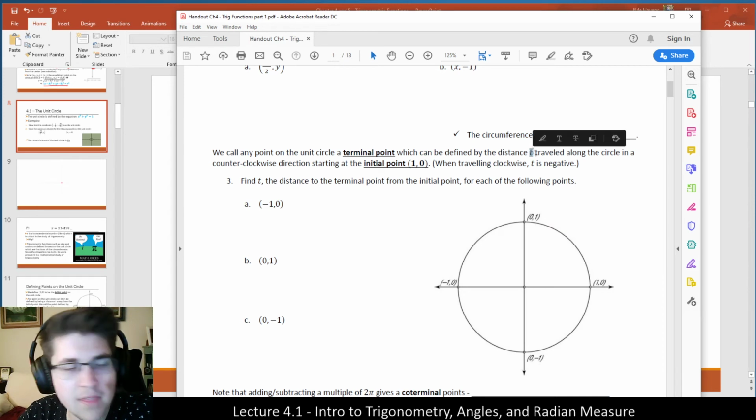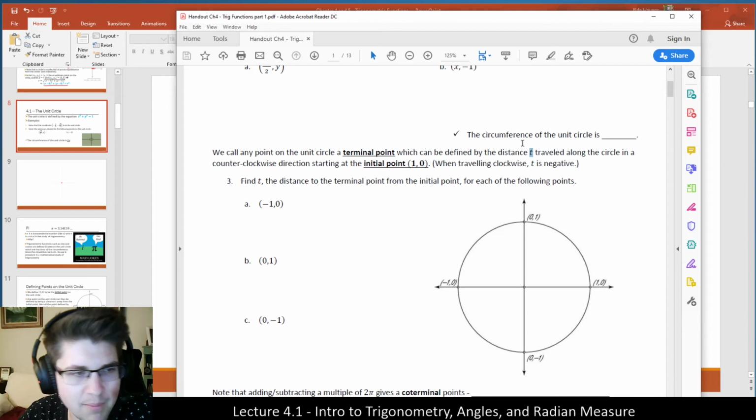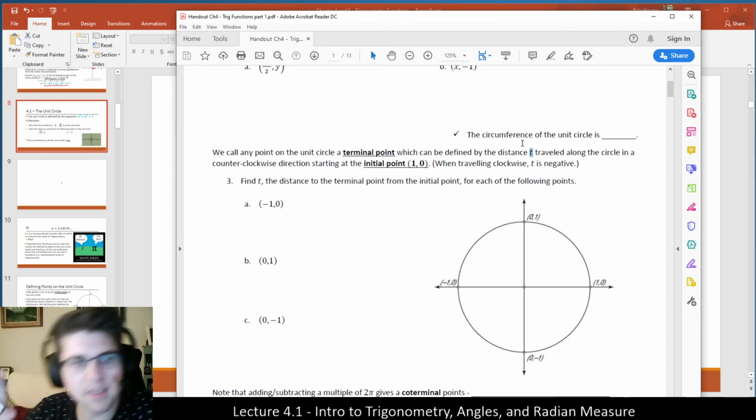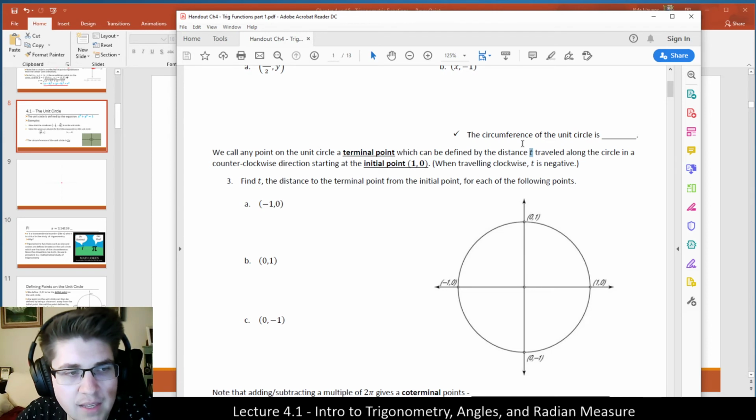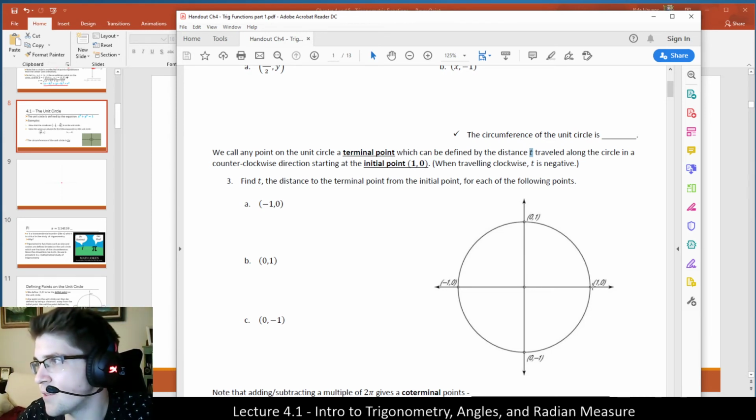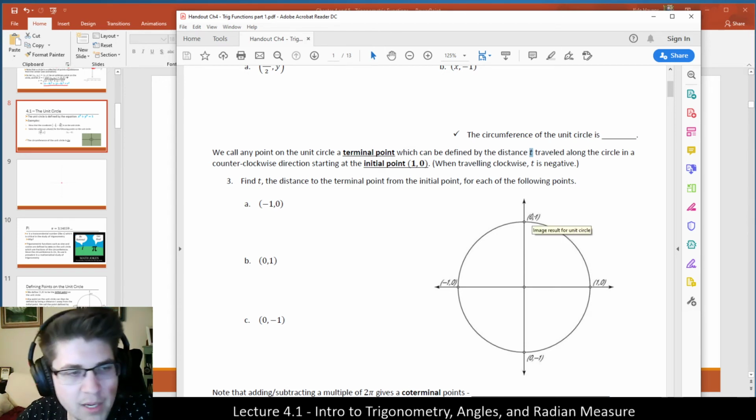In the notes in our book, they use a little bit of different variables, but I'm very accustomed to using t for the distance to the terminal point from the initial point. So say, for example, the ant is walking along the circle like that. We can imagine it traveling a particular distance and adding up as it goes.